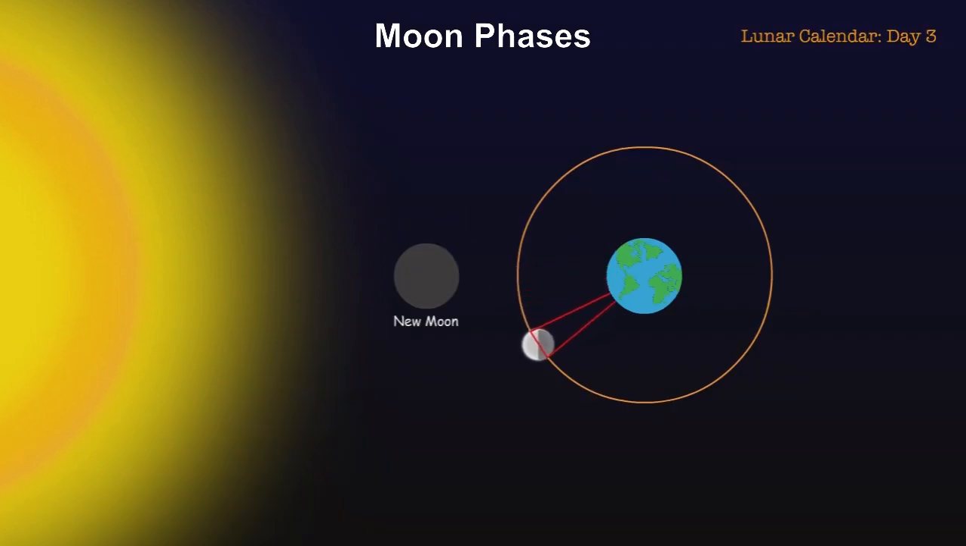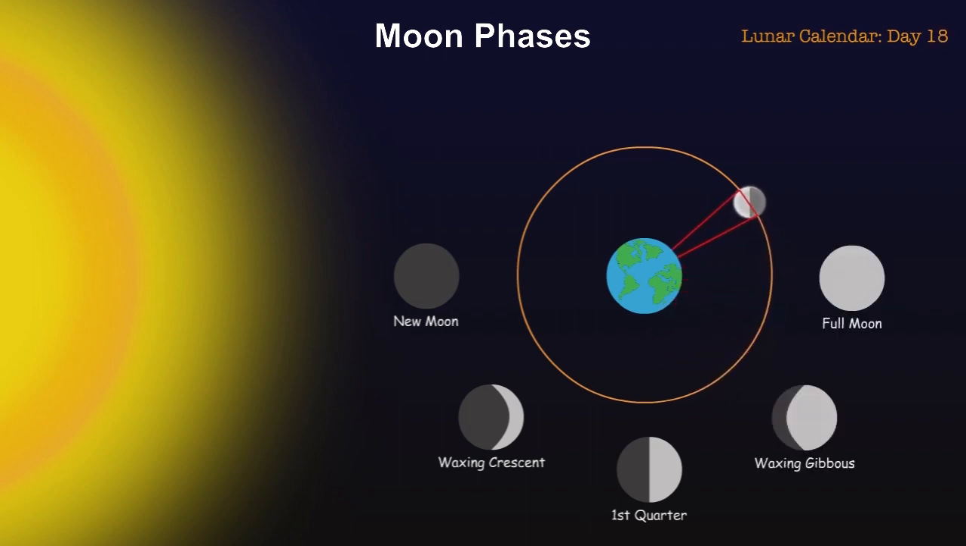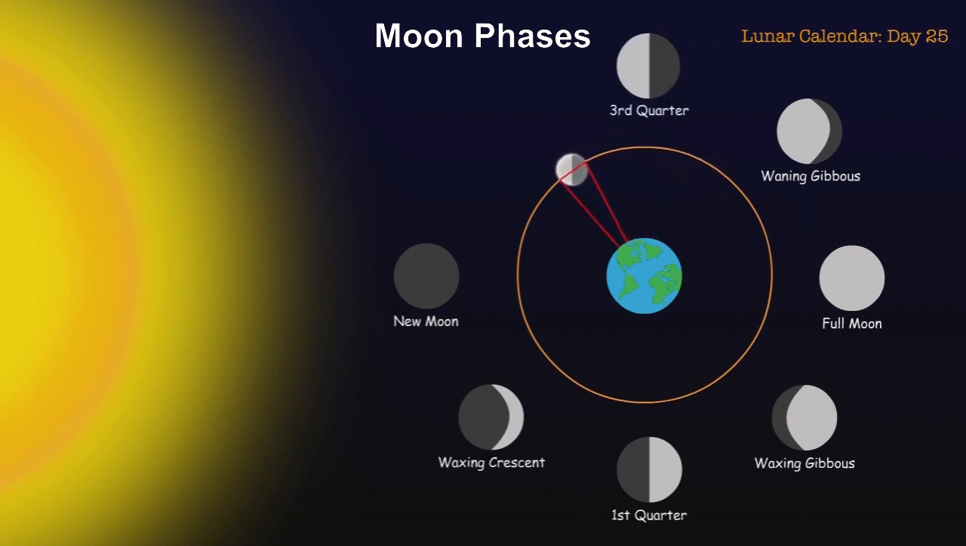Moon phases occur because of the changing angle of the Earth, moon, and sun. The phase of the moon is determined by how much of the moon's illuminated half overlaps with the half facing us, as shown by the red lines. The moon completes one cycle of phases about every 30 days. Let's move on to eclipses.